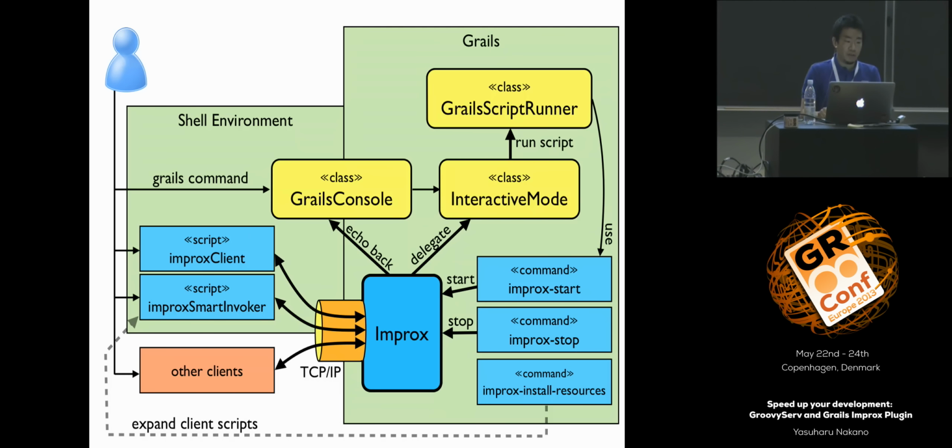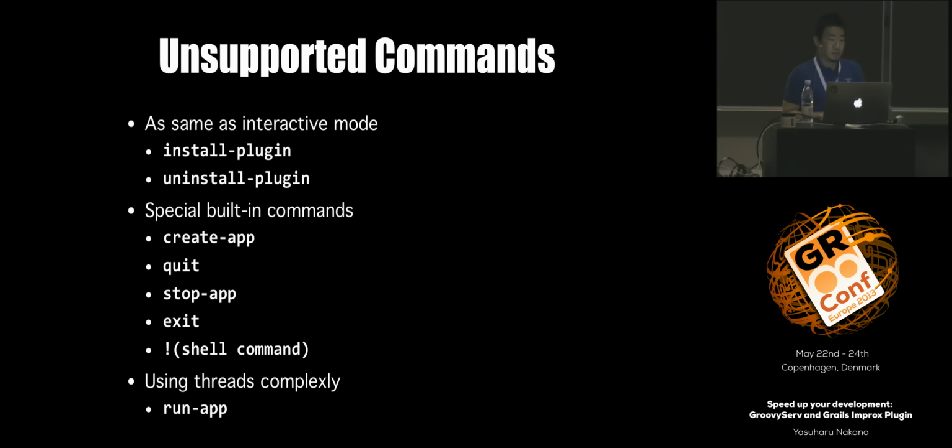Actually, the architecture is that the Improx server opens and listens on a TCP port, which is 8096 by default, and receives the command line from clients via the TCP port. It delegates the command to the Grails script runner class via the interactive mode class, which are the Grails classes used when you normally run a command in interactive mode. So it works just as a proxy. In Improx, some commands are unsupported, but if you use Improx only to run a test, I think it's not a problem.